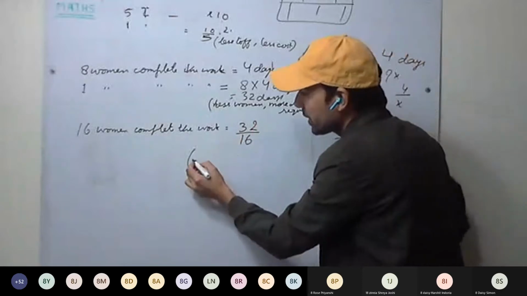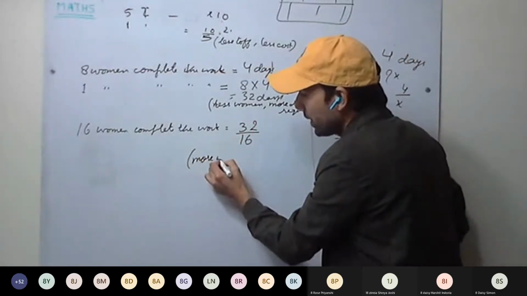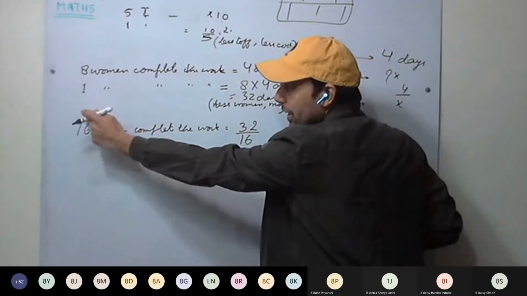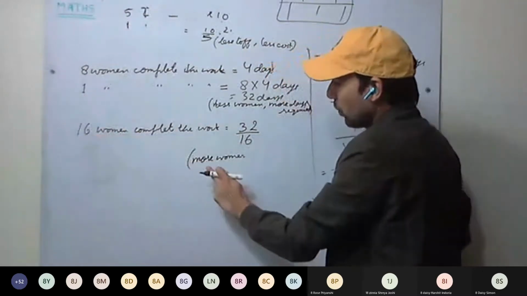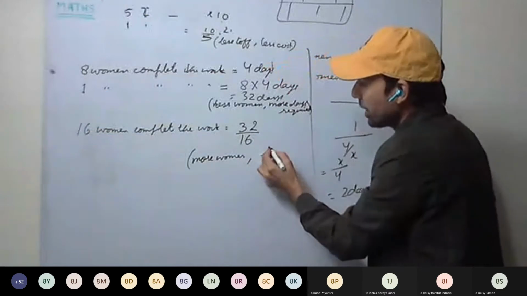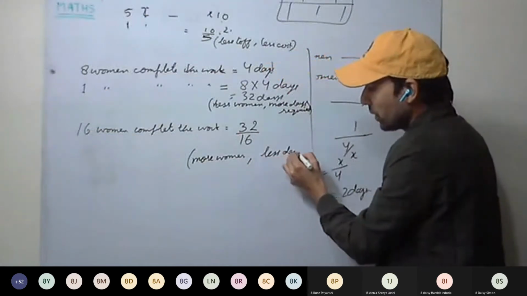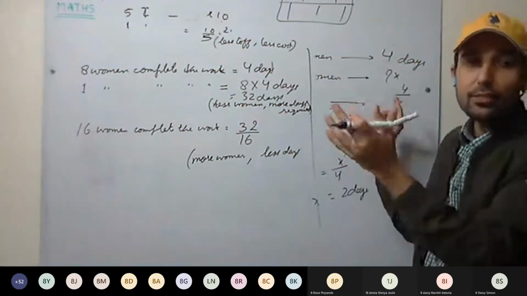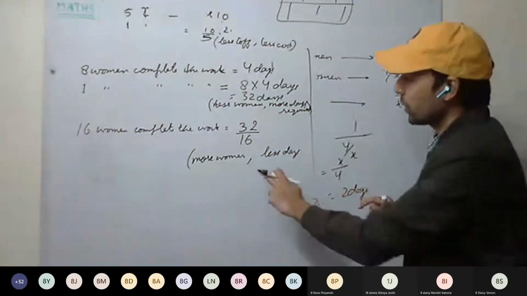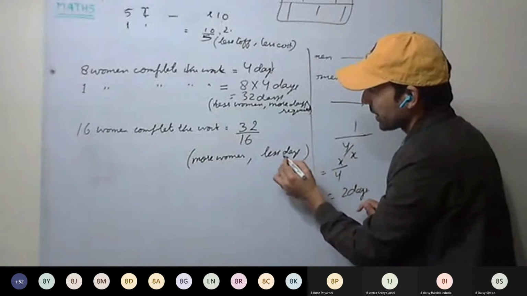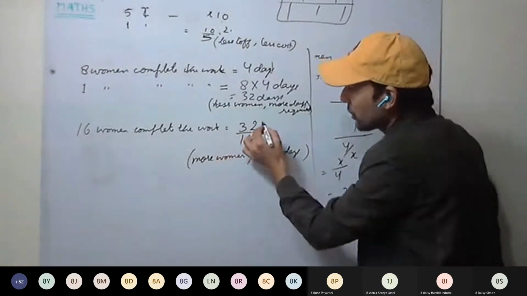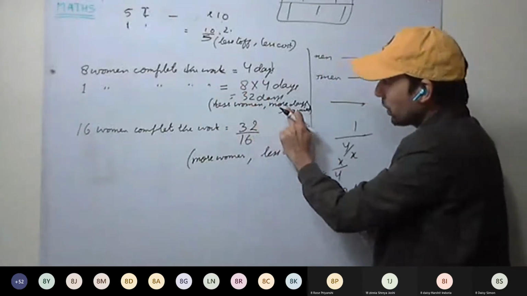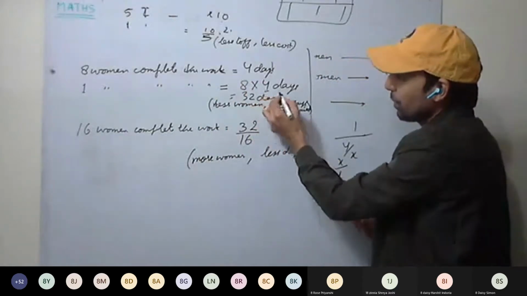Okay. So see here, what is the reason? More women are there. Earlier one was there, now 16. So more women, less days required. This we know. If more people are working on something, it will be completed in very less time. So more women, less days. Therefore, the answer must be less, we will divide. Here, if the answer must be more days, we multiply.